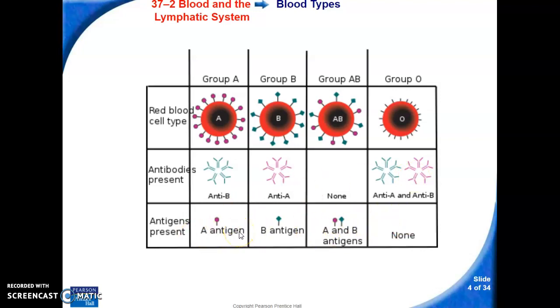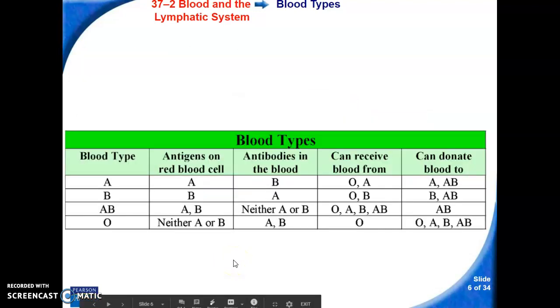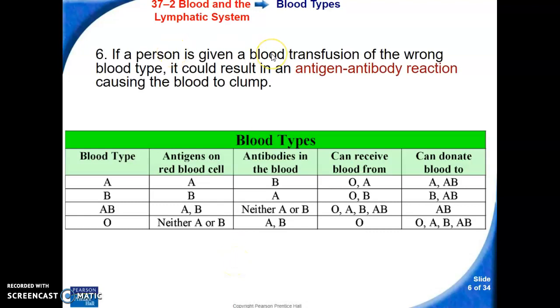You can't have the same kind of antigen and antibody in your body, because if you do, the antibody will attach to the antigen and try to kill it. I shouldn't say kill it, attach it and clump it together so that the other parts of your immune system can kill the thing. So, if a person is given a blood transfusion of the wrong blood type, it can cause what's called an antigen-antibody reaction and cause your blood to clump, because those antibodies are going to hold the blood cells together.